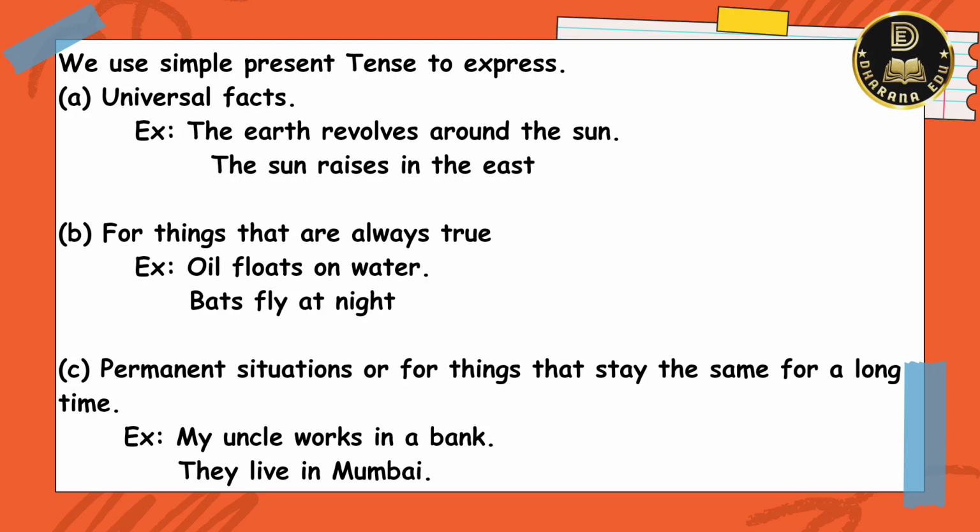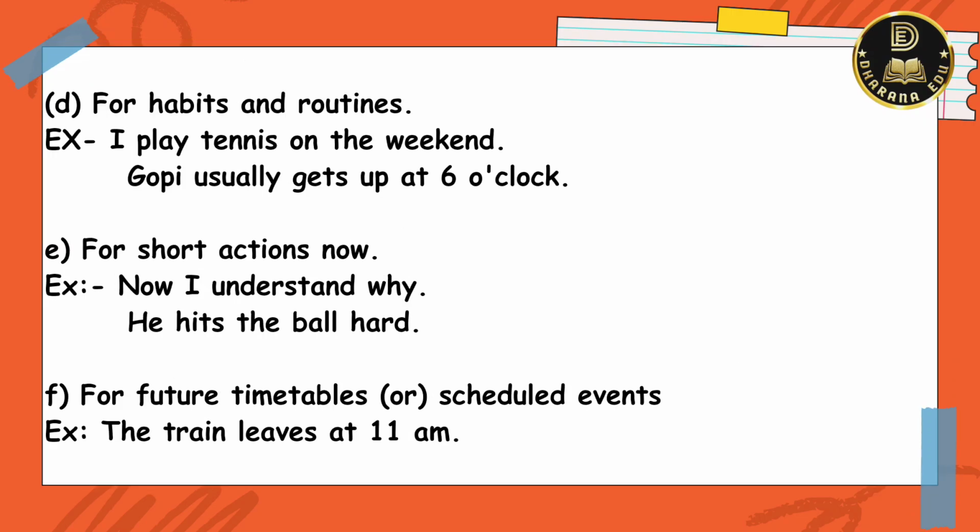Permanent situations are for things that stay the same for a long time. Example, my uncle works in a bank. They live in Mumbai. For habits and routines: I play tennis on the weekend. Gopi usually gets up at 6 o'clock. For short actions now. Example, now I understand why. He hits the ball hard. For future timetables or scheduled events. Example, the train leaves at 11 am.